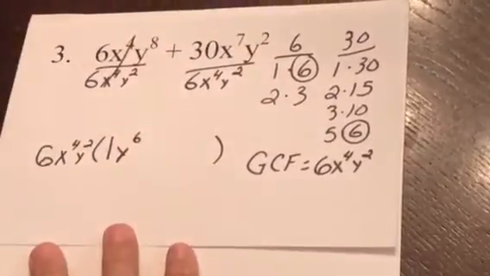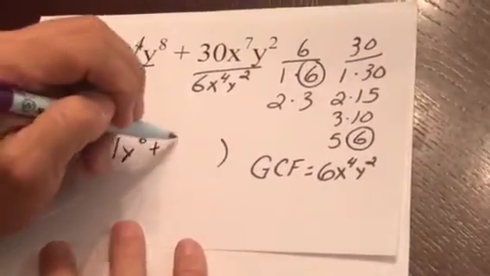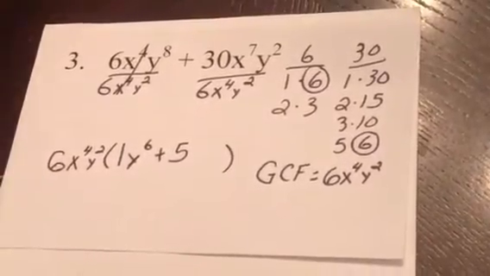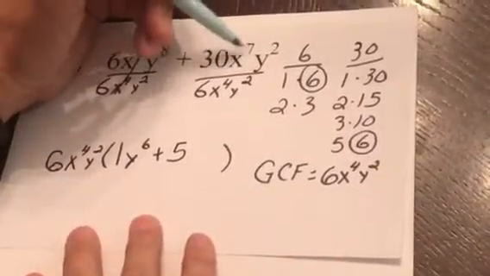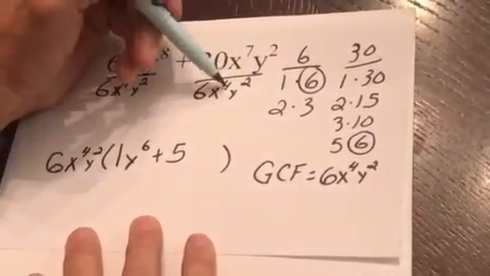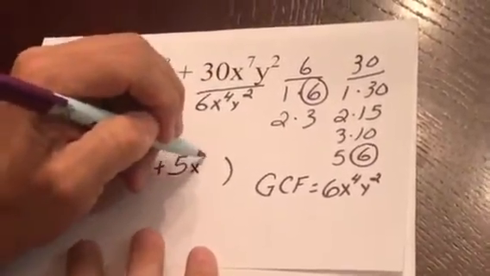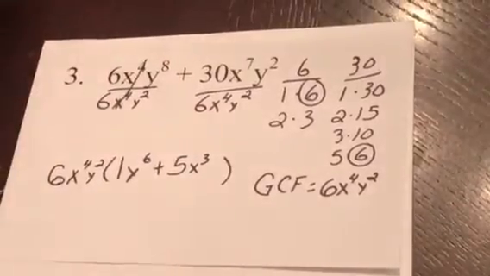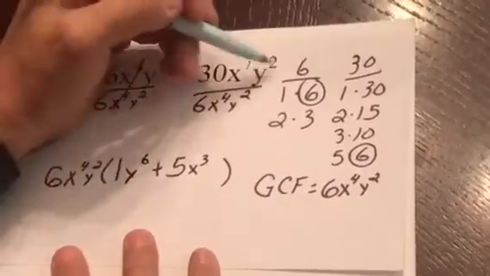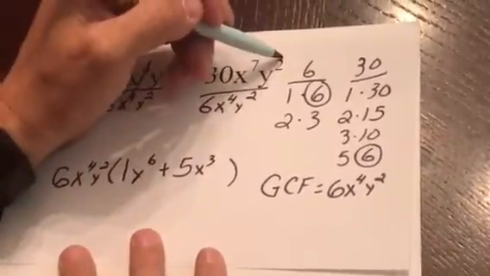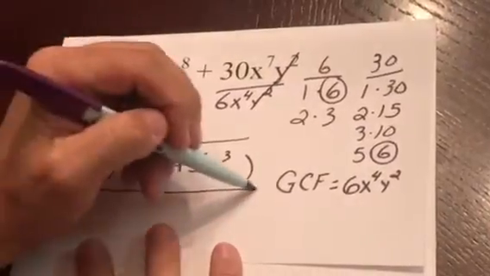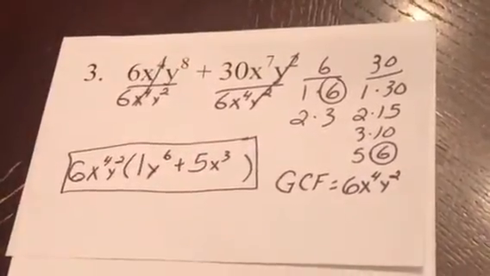30 divided by 6, positive 5. X to the 7 divided by x to the 4. 7 minus 4 is x to the 3. Y to the 2 divided by y to the 2. 2 minus 2 is 0. So that means the y's cancel out. And there's our final answer for number 3.